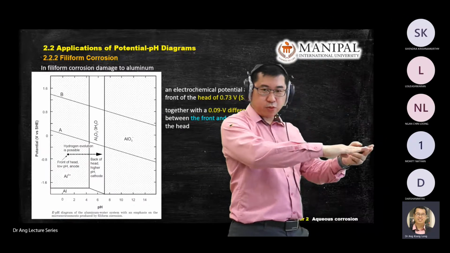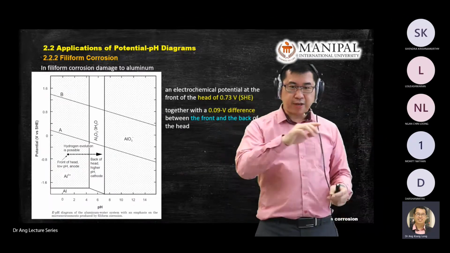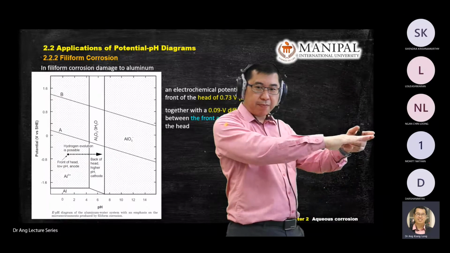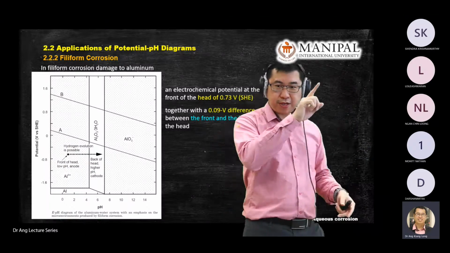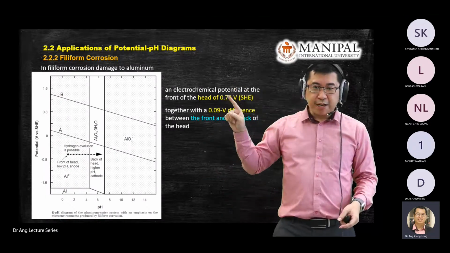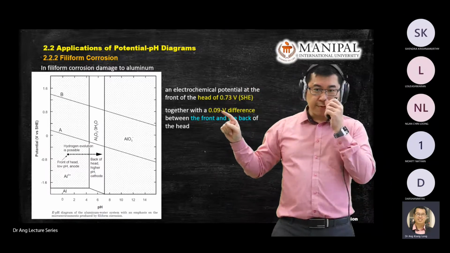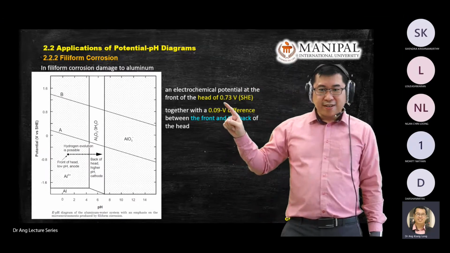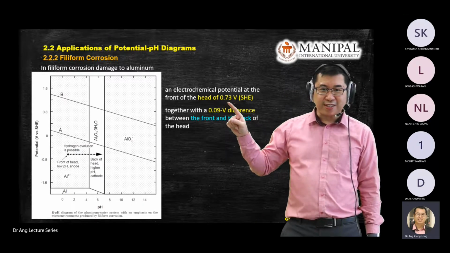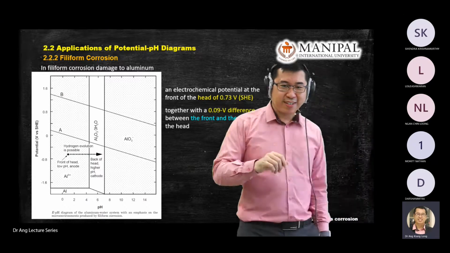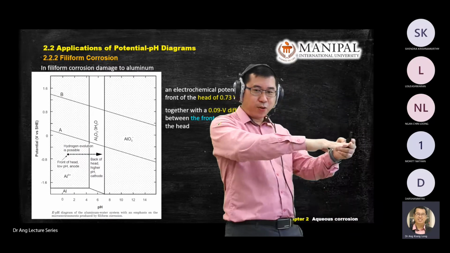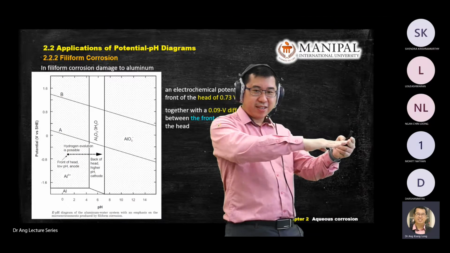So what happens to the arrowhead if you have a 0.09 difference? It will go up a little bit because this one is negative. A negative value plus a positive value, you have a negative, how many? 0.64. So the arrow will go up a little bit.